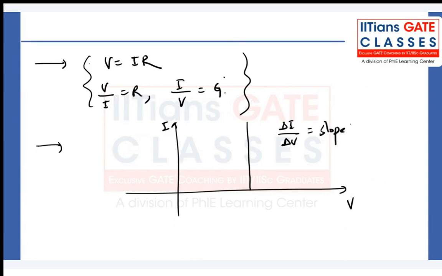If you take the reciprocal of the slope, 1 by slope, that is going to be the resistance. Most of the time you have to habituate yourself with these IV characteristics, because these pictures can help you determine anything easily, and you don't have to depend on formulas. So this is basically the conductance.